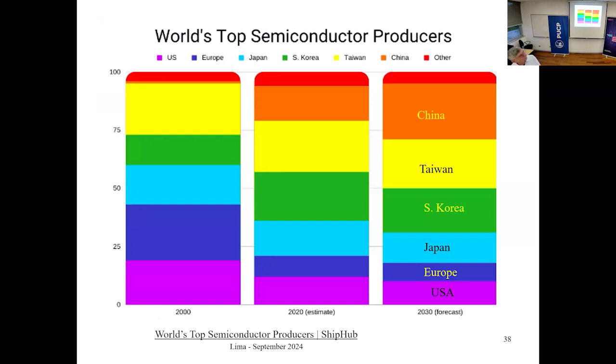I have here a picture of the top semiconductor producers. 2020 is approximate, and you see here that there is a huge increase of China in the participation of semiconductor production. Taiwan is one of the greatest producers. South Korea, Japan, Europe. You see the percentage of Europe and USA has decreased a lot.